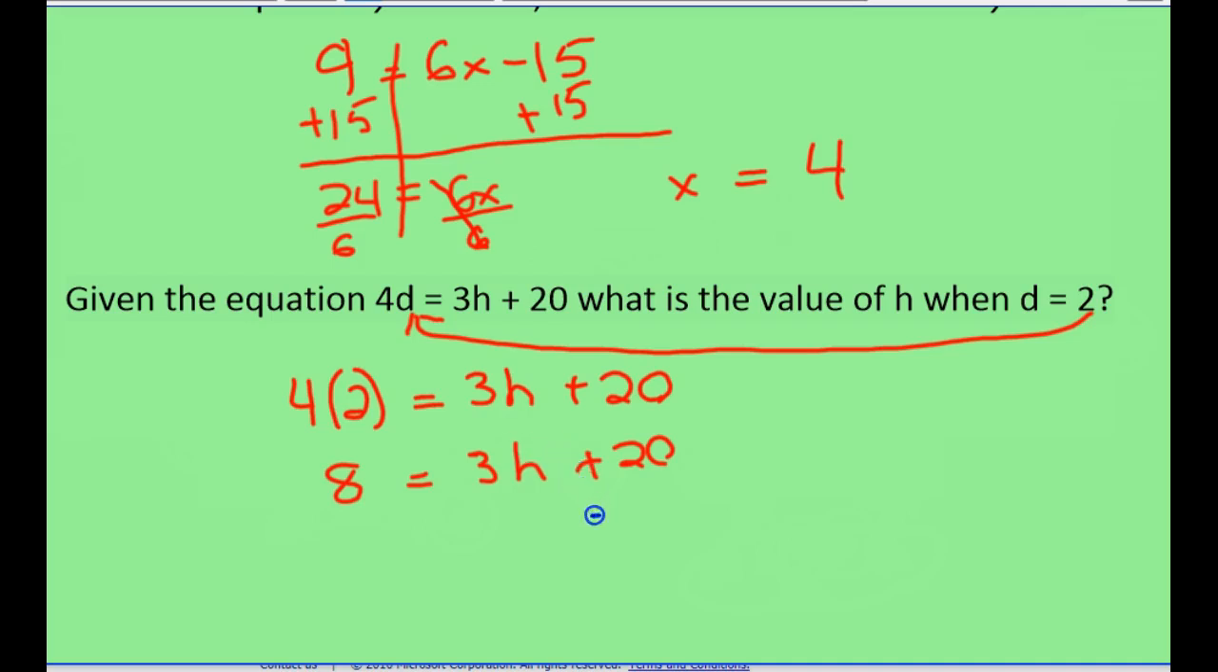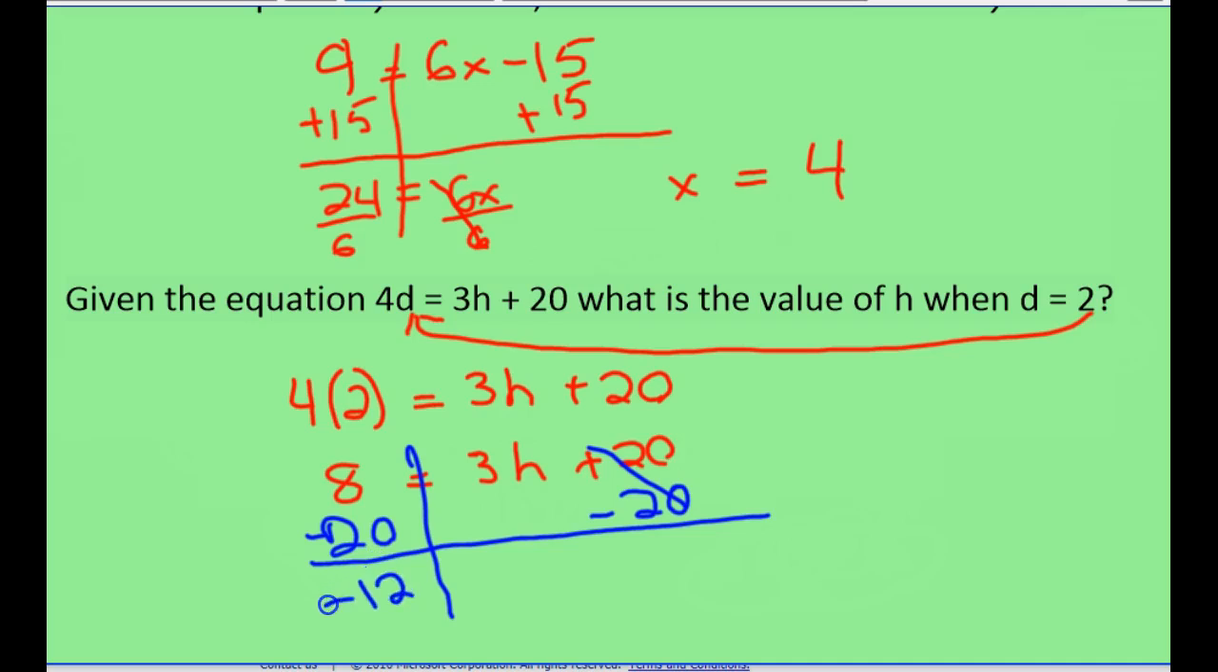To get h by itself, we need to first subtract 20. So 8 minus 20 is negative 12 equals 3h. And finally, we gotta divide by 3. So h equals negative 4.